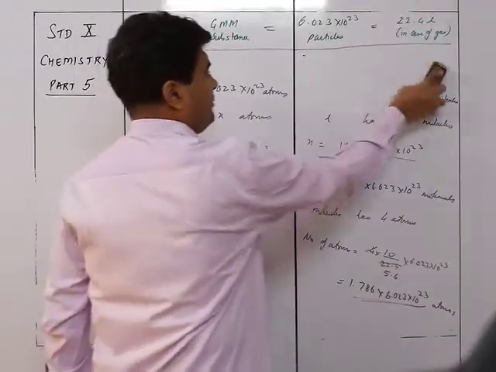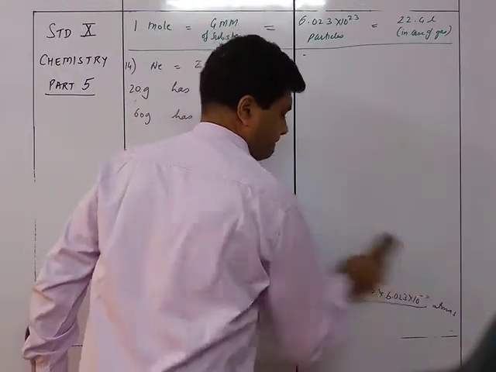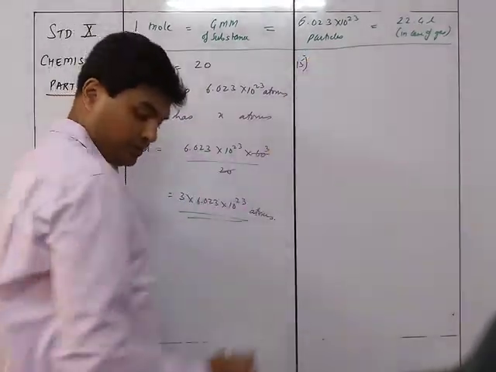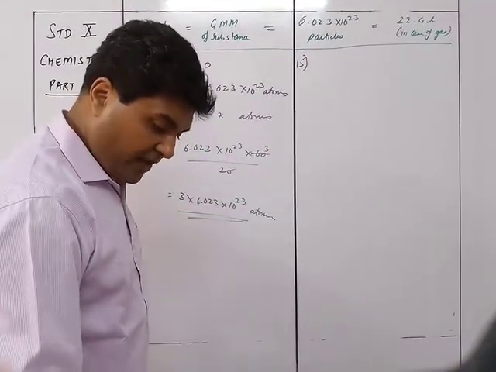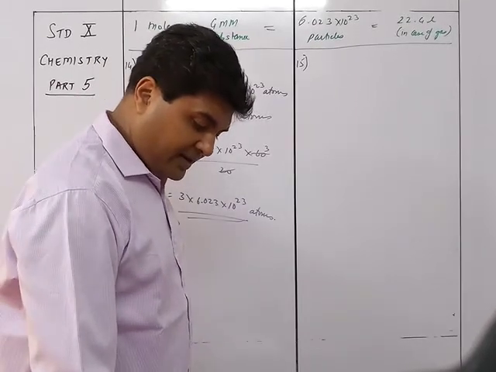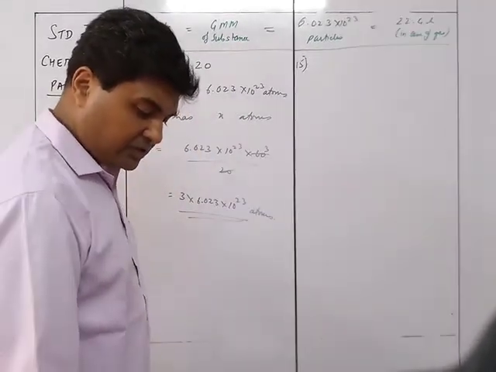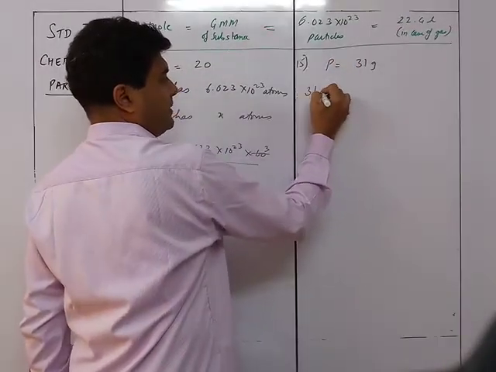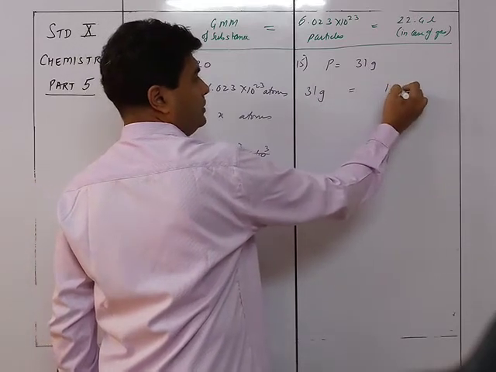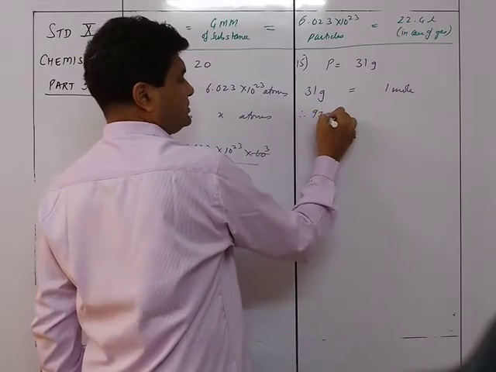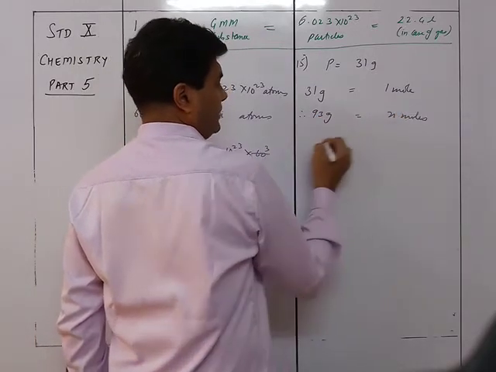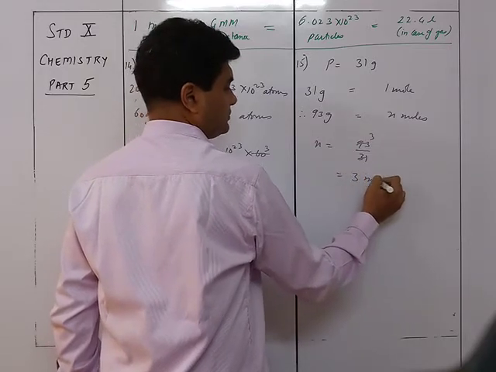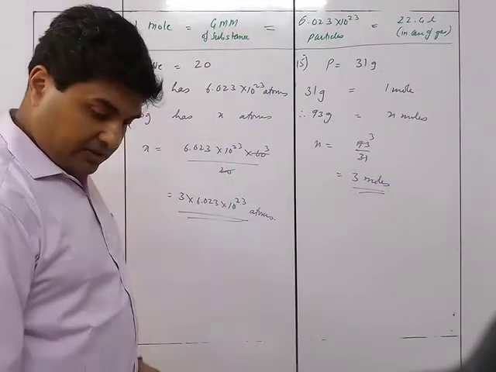We move on to sum number 15. The number of moles of X atoms in 93 grams of X, where X is phosphorus 31. So phosphorus is equal to 31 grams. So 31 grams is equal to 1 mole. Therefore 93 grams is equal to X moles. Therefore X is equal to 93 upon 31, that is equal to 3 moles. That's the answer.